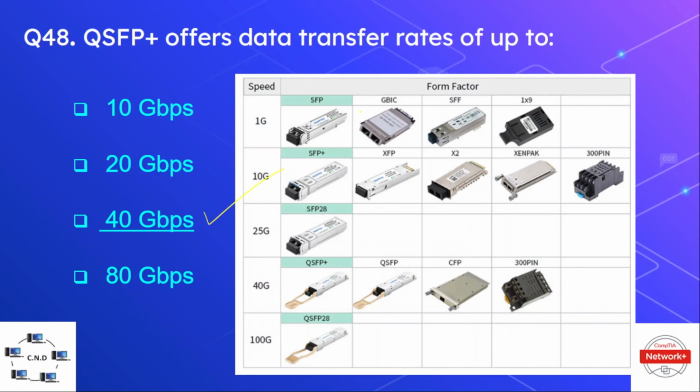So this visual gives us the different types of transceivers and their data rates. SFP is 1G or 1 gigabit per second, SFP plus is 10 gigabit per second, SFP28 is 25 gigabit per second, QSFP plus is 40 gigabit per second, and QSFP28 is 100 gigabit per second.